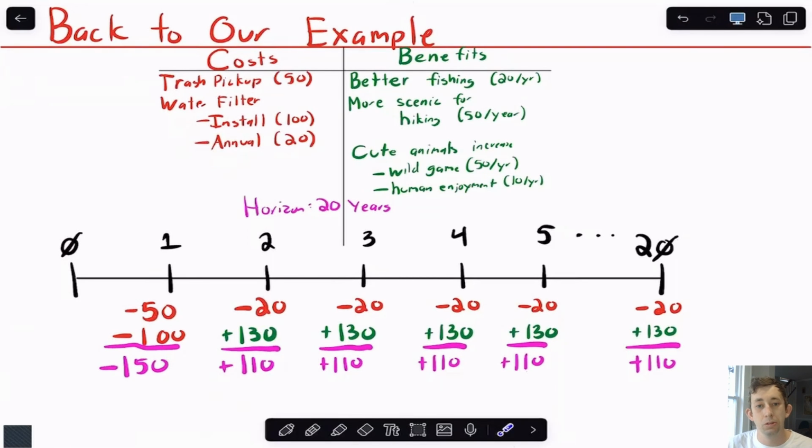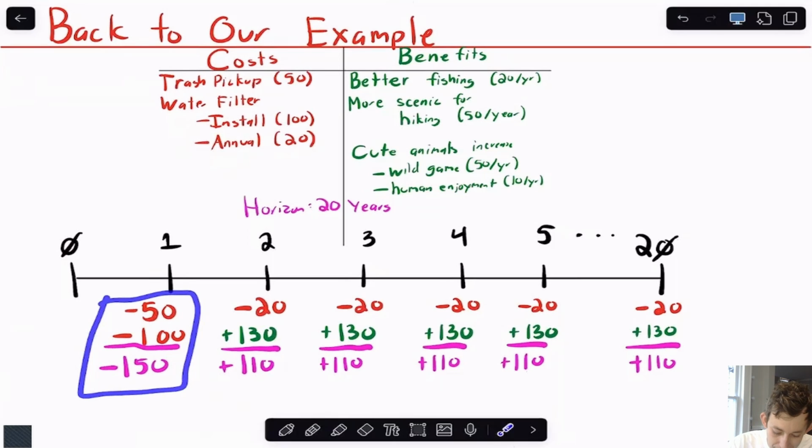So now we've got all the tools we need to solve our example. And so again, what I've done is I've just taken our costs and our benefits and put them on a timeline diagram. I think a timeline diagram is helpful, especially if you've got a bunch of different pieces, because now you can think about what's happening when. So notice what I've got.